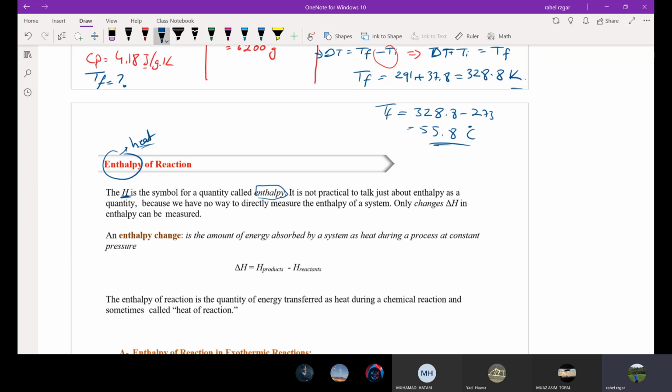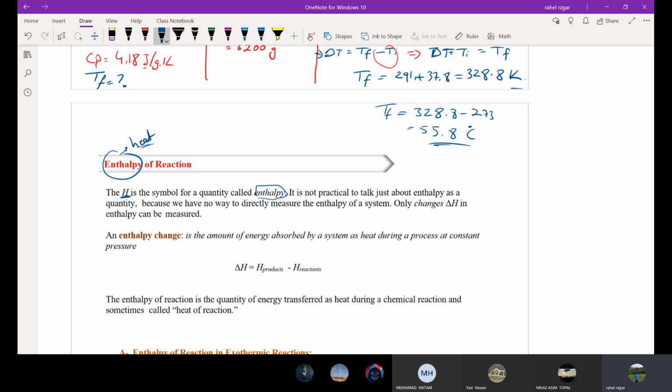But it's not practical to just talk about enthalpy as a quantity, because we have no way to directly measure the enthalpy of a system. If you remember from the beginning of this section, we said we cannot directly measure energy. Heat is also energy, so we cannot measure heat. We can only measure temperature, which are two different things.